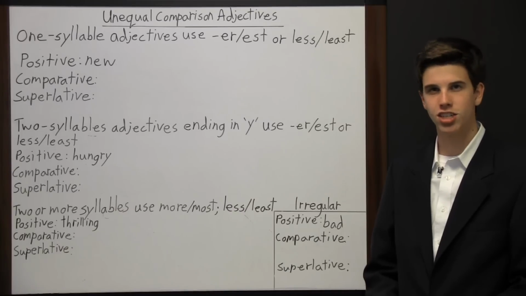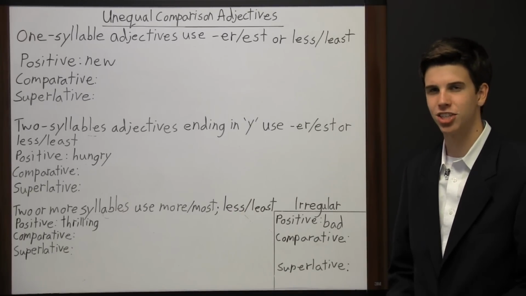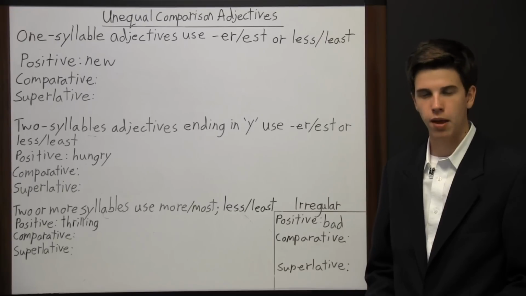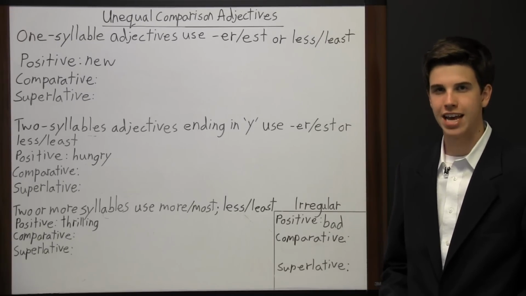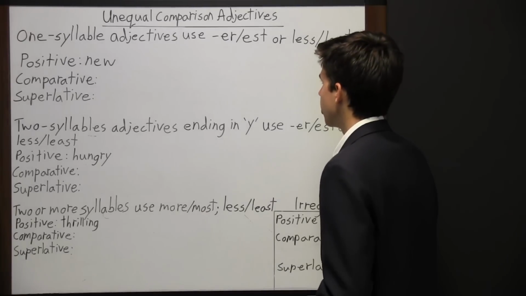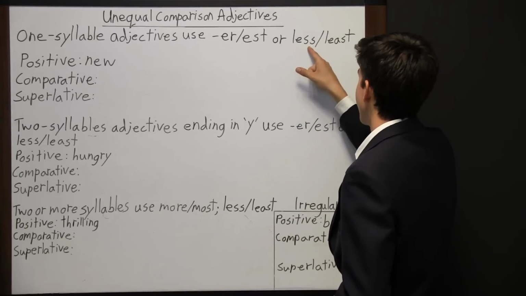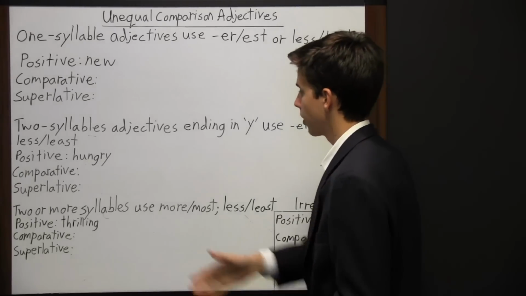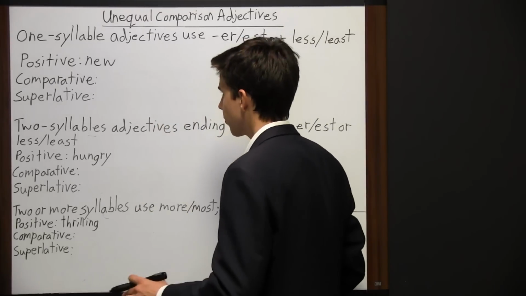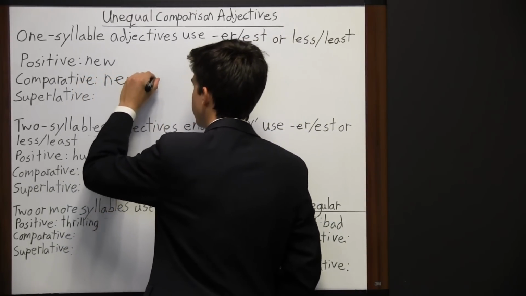ACT, English sentence structure. Adjectives can be used to compare people, places, or things different in degree. So if you have a one-syllable adjective, you use the suffix er or est, or the words in front of it less or least. So say we have the word new, and then we want to make the comparative form of new. We add the suffix er to make it newer.